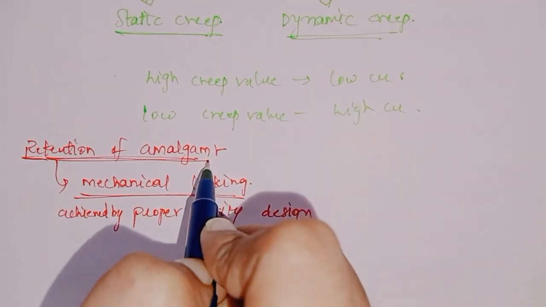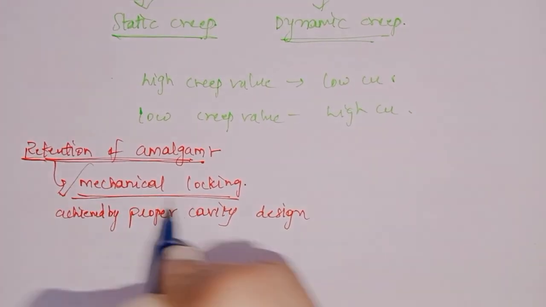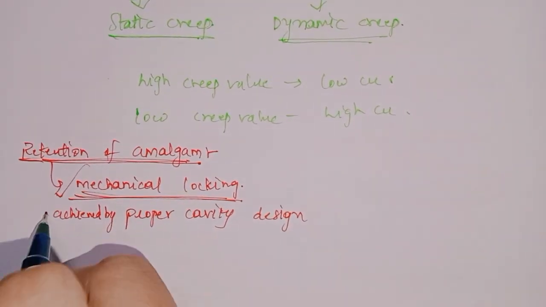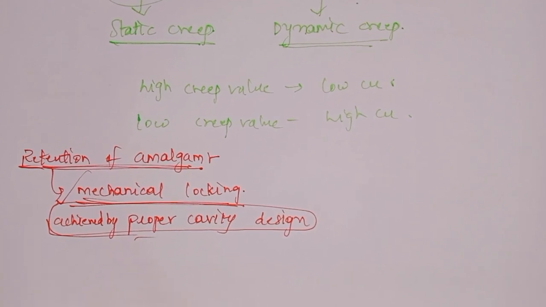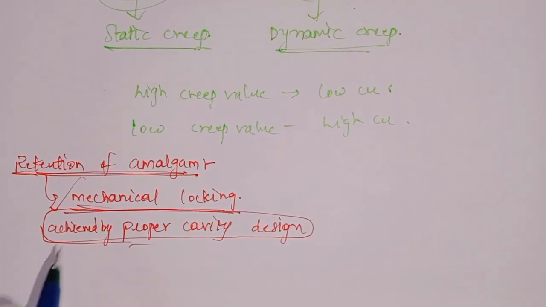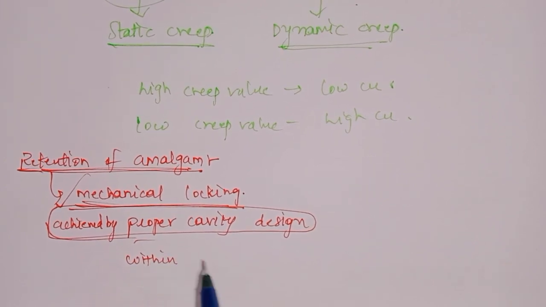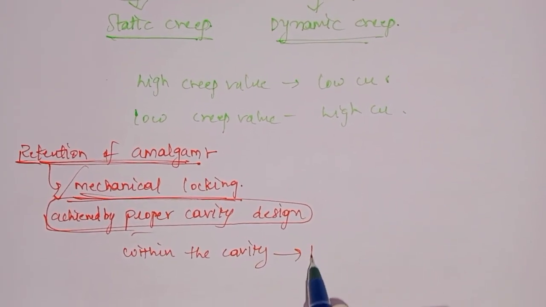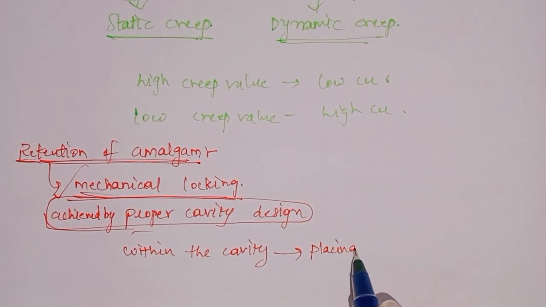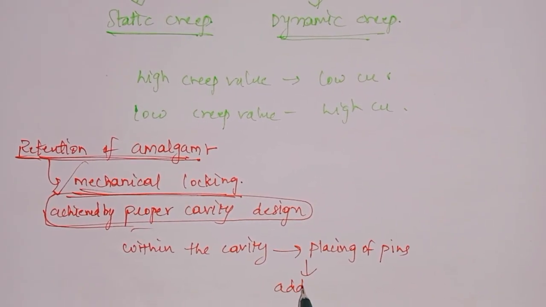Retention of amalgam filling is obtained through mechanical locking. This is achieved by proper cavity design. Additional retention, if needed, can be obtained by placing pins within the cavity.